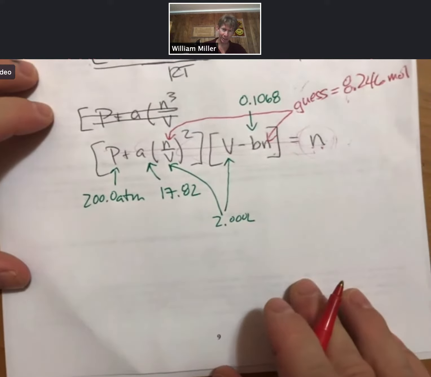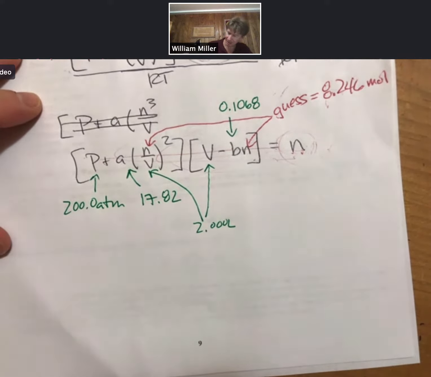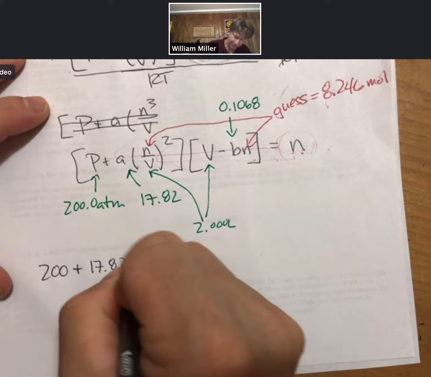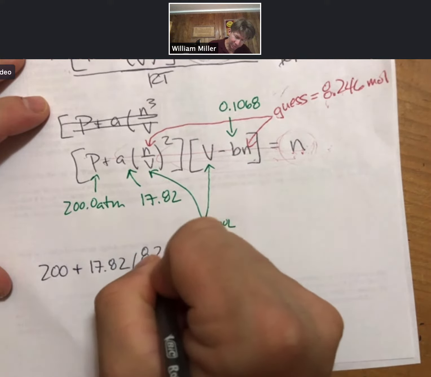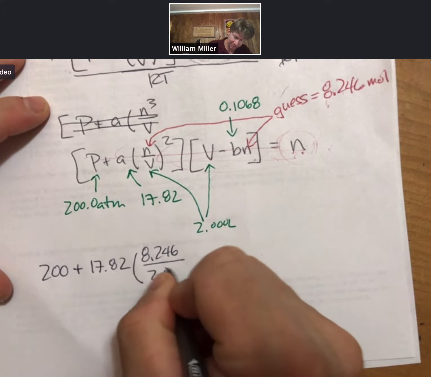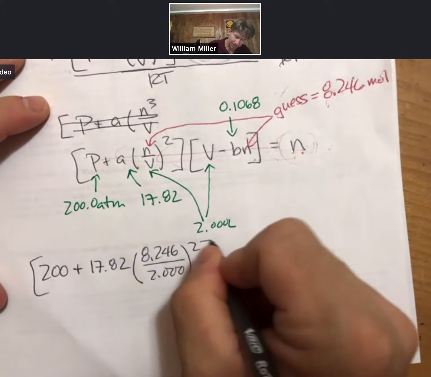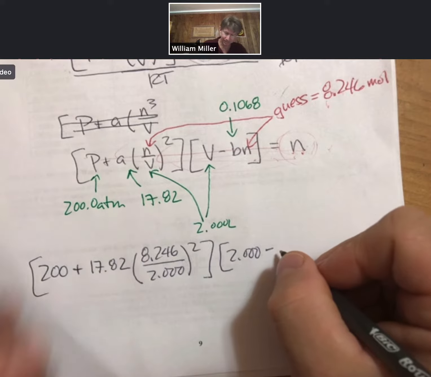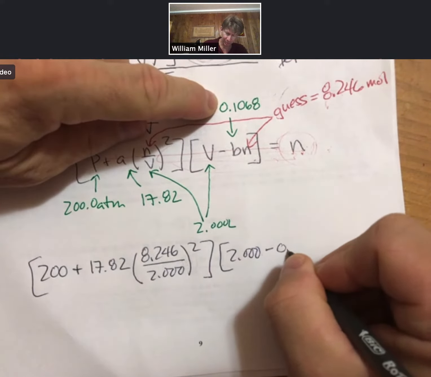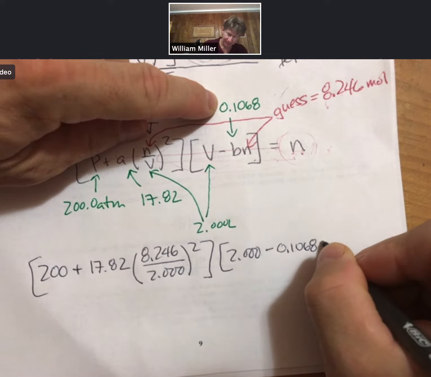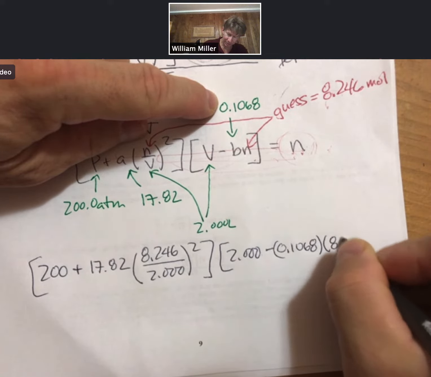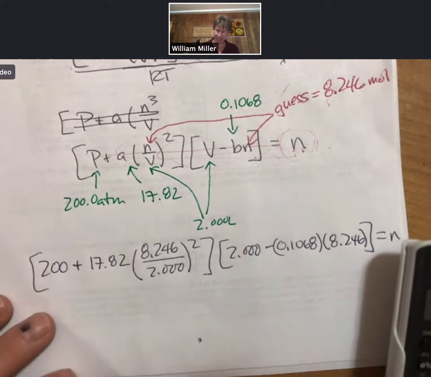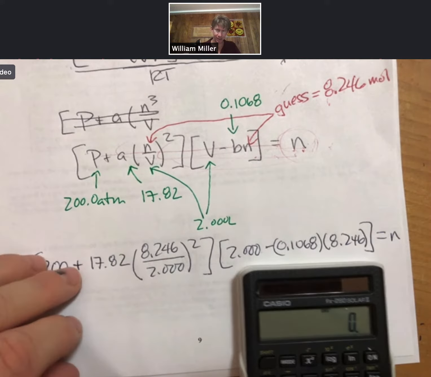Let me show you one iteration. I've got 200, and I'm going to drop my units. 17.82, 8.246 divided by 2.000 squared, times 2.000 minus B, 0.1068, and 8.246 equals n. So I'm going to multiply this out.